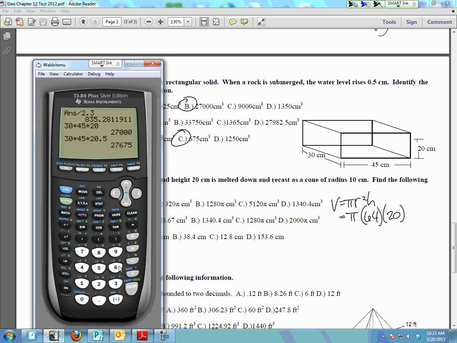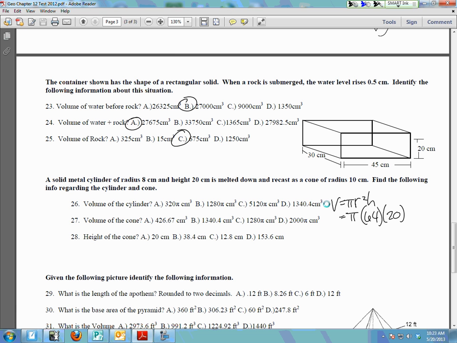64 times 2 is 128. So it's going to be 128, or sorry, 1,280 because of the extra 0, here times pi. So B. Now I ask you, what's the volume of the cone going to be when I recast it? Well, matter does not disappear. So if I had the volume here of 1,280 pi cubic centimeters, it's going to be the same thing for the cone. Now the volume of a cone is 1/3 pi r squared h.